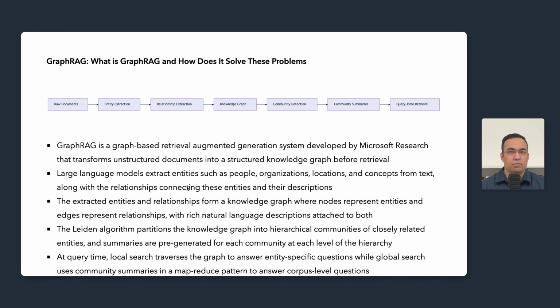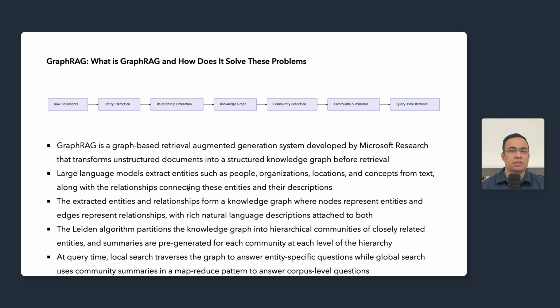Let's talk about what GraphRAG actually is and how its architecture fundamentally differs from baseline RAG approaches. GraphRAG is a graph-based retrieval augmented generation system developed by Microsoft Research. The key insight is that instead of treating documents as collections of independent text chunks, GraphRAG transforms unstructured documents into a structured knowledge graph before retrieval. The process begins with entity extraction. Large language models read through your documents and identify entities such as people, organizations, locations, events, and concepts.